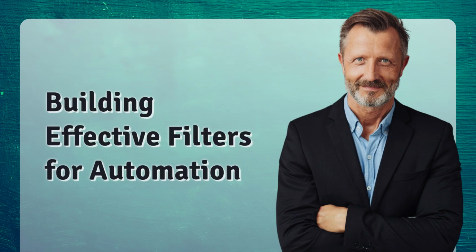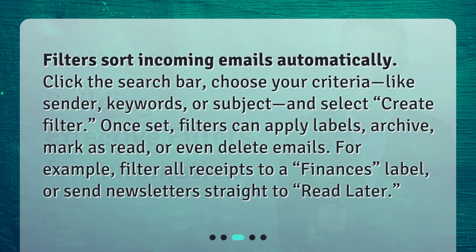Building effective filters for automation. Filters sort incoming emails automatically. Click the search bar, choose your criteria, like sender, keywords, or subject, and select Create Filter. Once set, filters can apply labels, archive, mark as read, or even delete emails. For example, filter all receipts to a finances label, or send newsletters straight to read later.